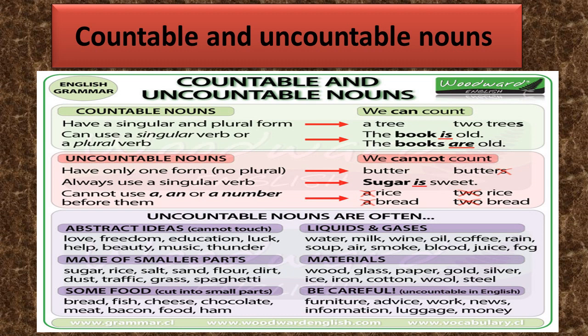Liquids and gases are uncountable nouns, like water, milk, wine, oil, coffee, rain, soup, air, smoke, blood, juice, fog. Materials are also uncountable nouns, like wood, glass, paper, gold, silver, ice, iron, cotton, wool, steel.